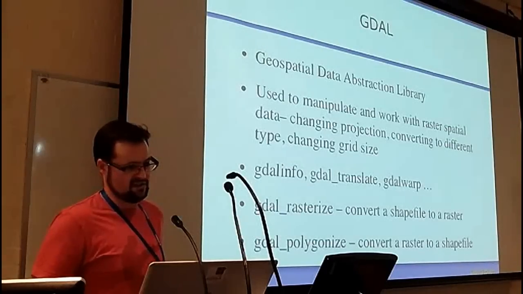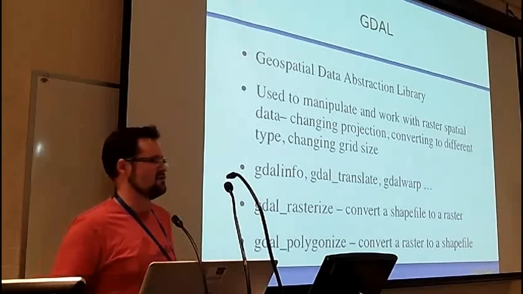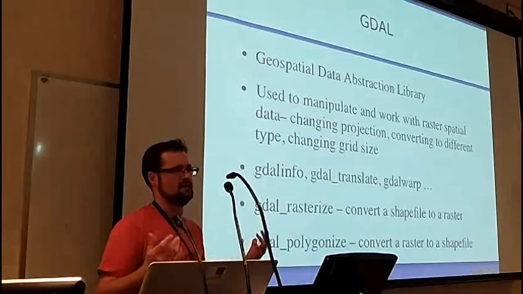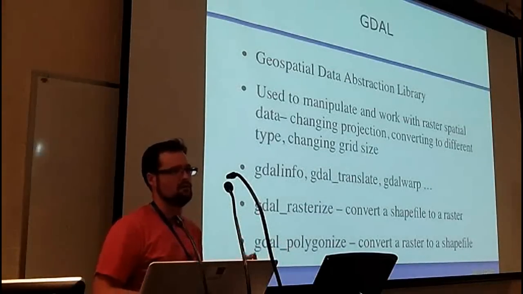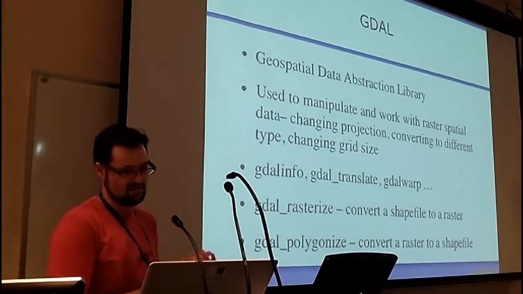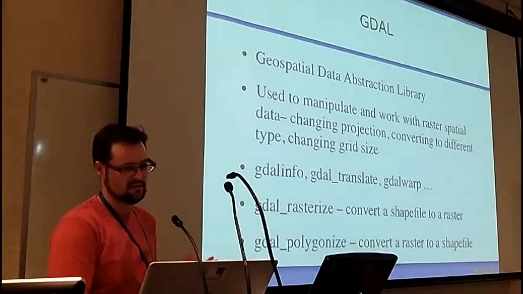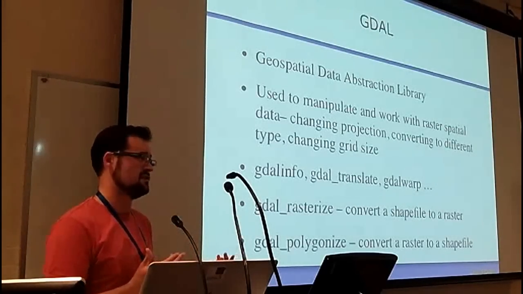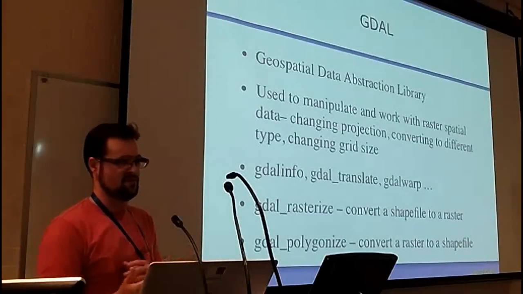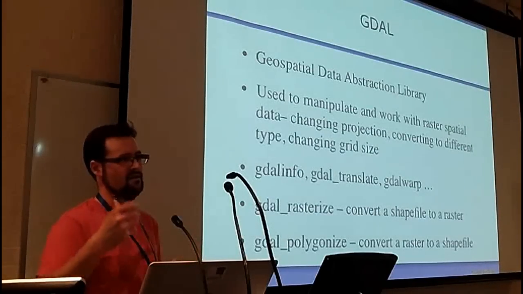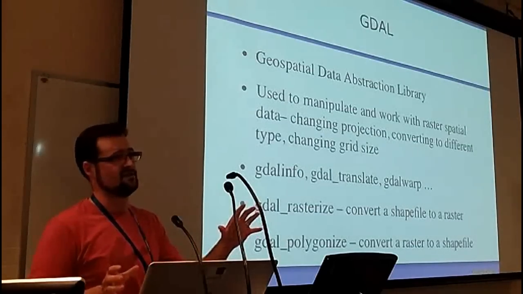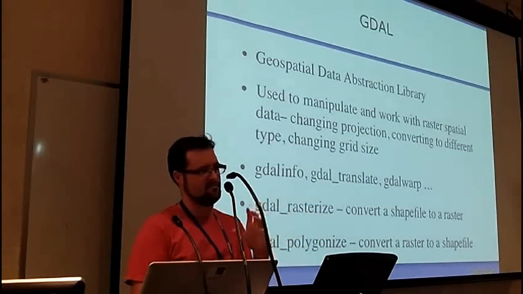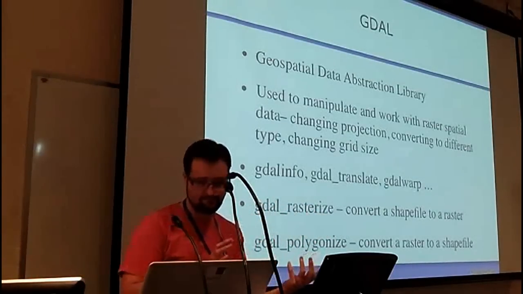And then there's GDAL, which is the Geospatial Data Abstraction Library. OGR and GDAL are typically packaged together, so you apt-get install it, and you pretty much get the whole kit and caboodle. This is used to manipulate and work with raster spatial data: changing projection, converting to different types, changing the grid size. So say you've got a 0.01 degree grid size and you want to decrease the resolution of that data, you would use these tools to transform it.